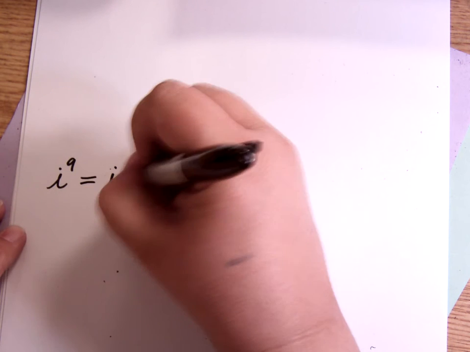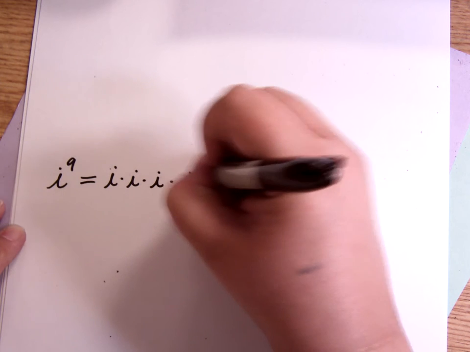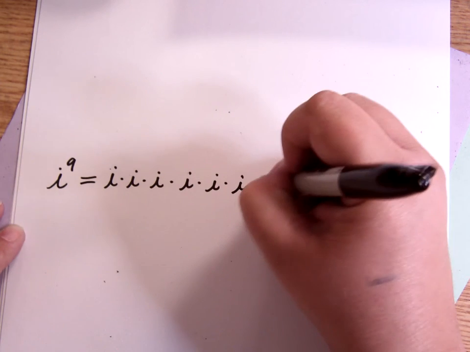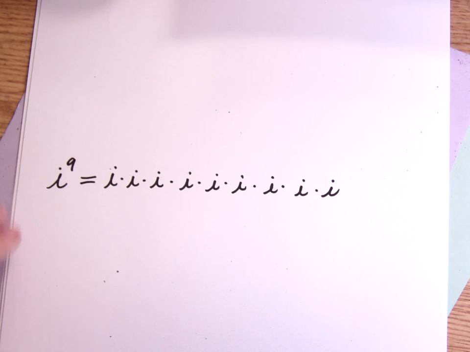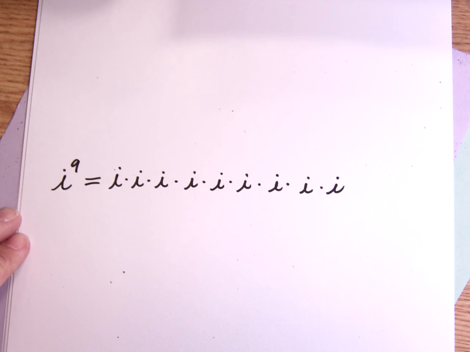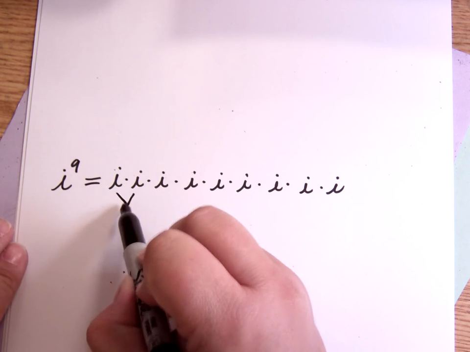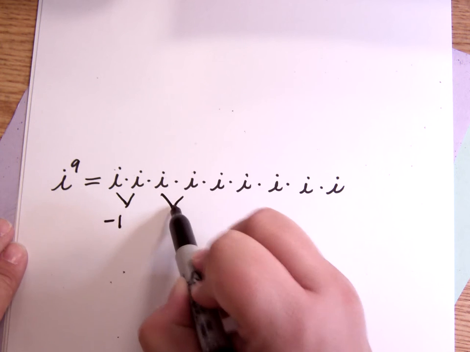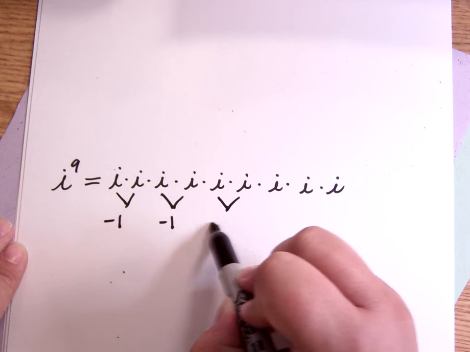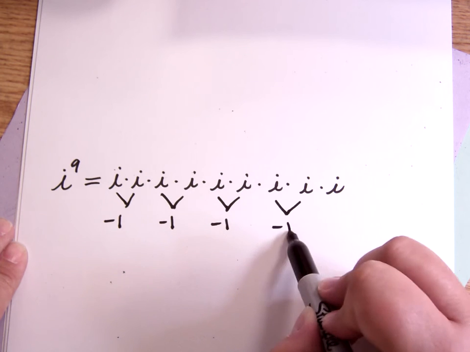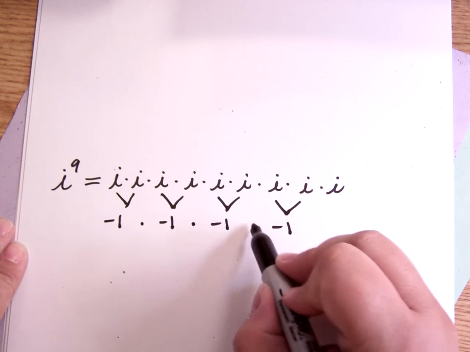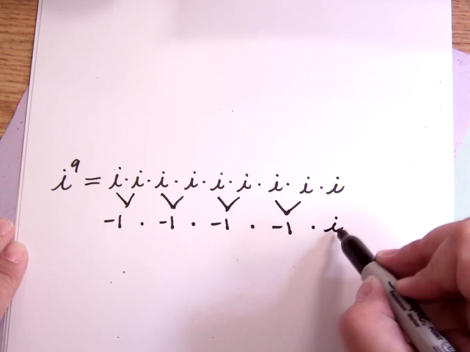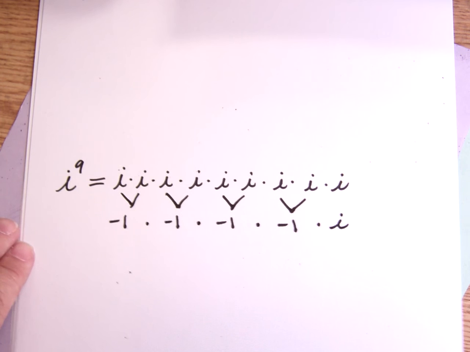that means. That means i times i times i times i times i times i times i times i times i. 9 i's. Well, we know that every time you have 2 i's, that's i squared. i times i is i squared, and that makes -1. So this is -1, and this is -1, and this is -1, and this is -1. So I've got -1 times -1 times -1 times -1 times i. I just bring that down because it doesn't have anything to partner with.